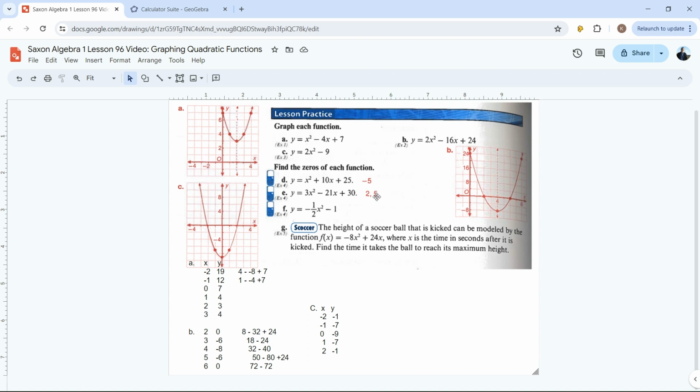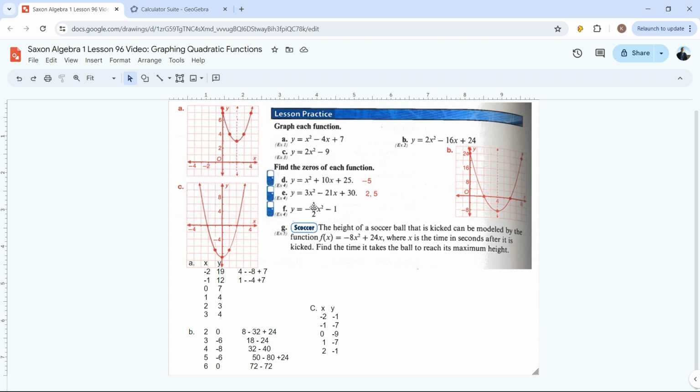Does it work if I plug in 5 too? Let's find out. Plug in 5, I have 3 times 5 squared, so 3 times 25 is 75. Minus 21 times 5, oh, wait, hold on. 21 times 5 is 105. So 75 minus 105 is negative 30. Plus 30 is 0. So this one also works out.